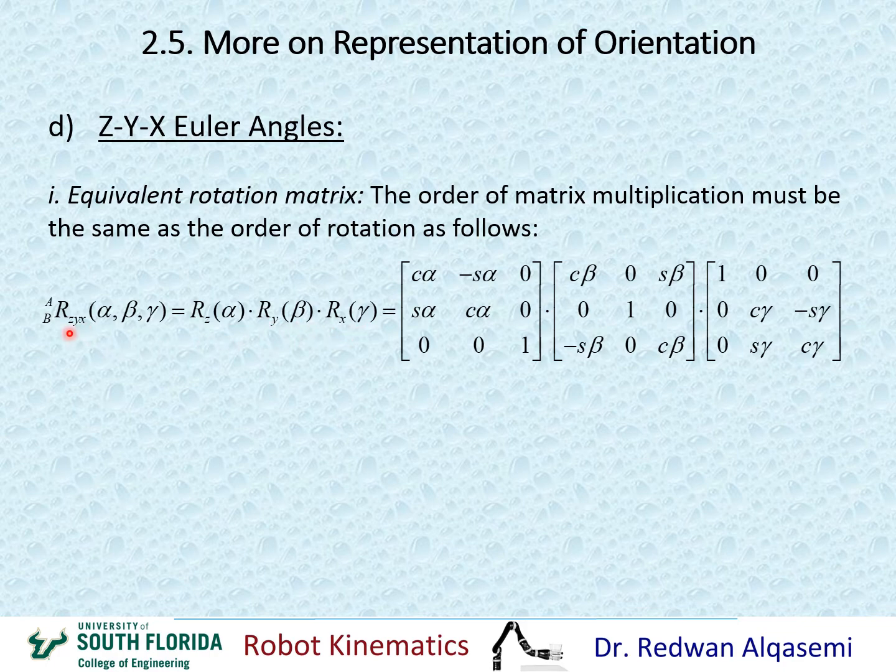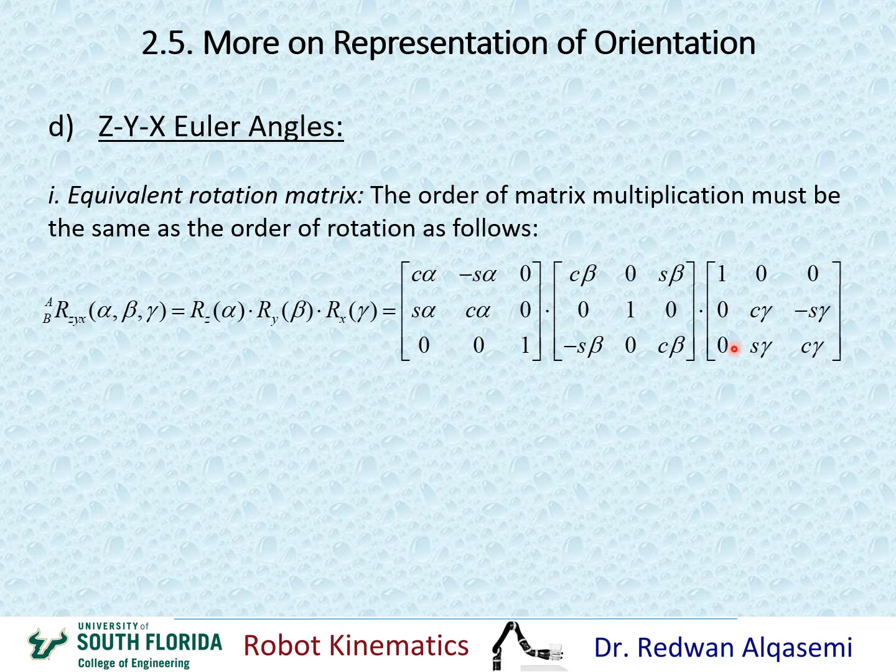So here we have z, then y, then x, then we multiply rotation about z first, then rotation about y, then rotation about x. So now that we have this pointed out here, we already know the general form of rotation about z by alpha, so we put it here. And then the rotation about y by beta, again we know the form, so we put it here. And then rotation about x by gamma, again we know the form, so we put it here.